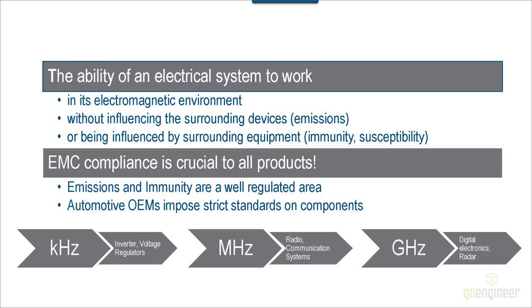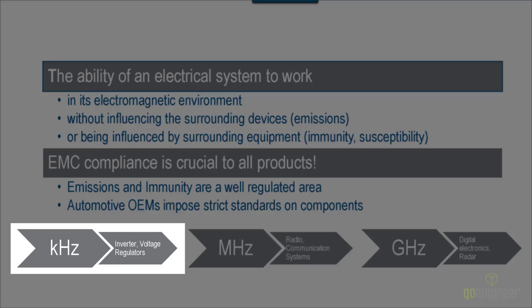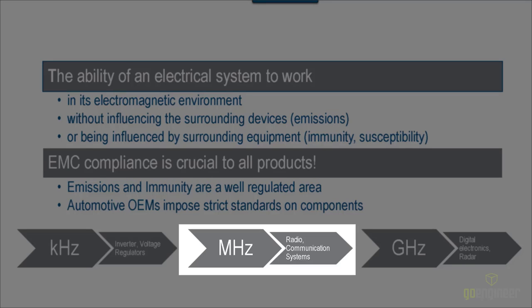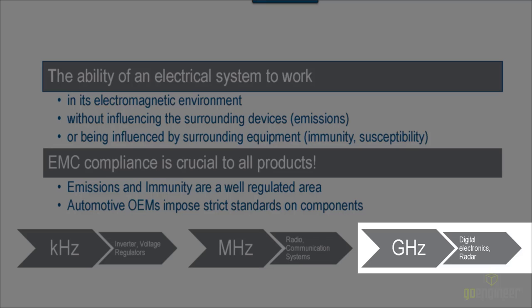Then it's important to look at the frequency range, because if you consider the kilohertz frequency band, we are talking more about, you know, inverter, voltage regulator, stuff like that. If you go to the radio communication system, you will reach the megahertz, the broadcasting part. And at the end, if you go to digital electronics, because of the rise time of very quick digital signals, and for radar application, you reach the gigahertz frequency band.